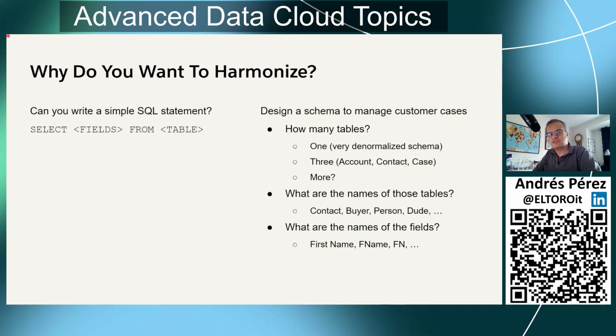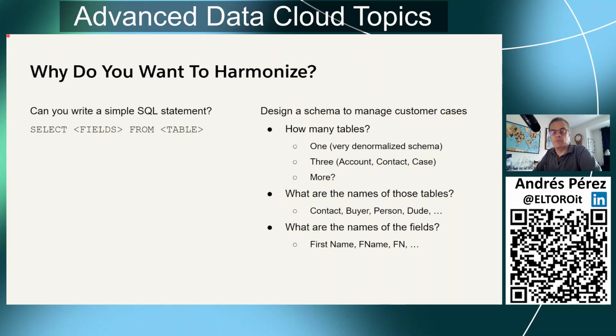Now that you have drawn that, let me ask you a couple of questions. How many tables did you draw? One, because it was a very denormalized schema? Three, just like in Salesforce, where you have accounts, contacts, and cases? Probably even more, like case comments and case feedback and all that stuff. Did you create more tables? What were the names of those tables?